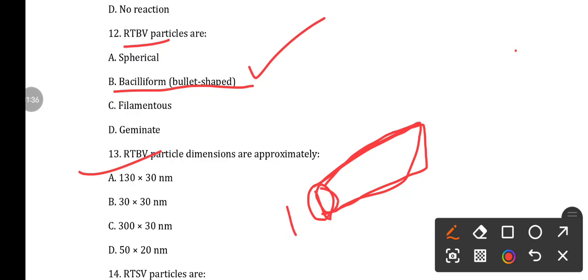Okay, if the diameter is 1, then the length will be 3. So you can guess from this that if this is a bacilliform, definitely the length will be 3 times the diameter, which is possible for this option only. So you can guess like this. Okay, this is a trick. You can use this wherever it is possible.